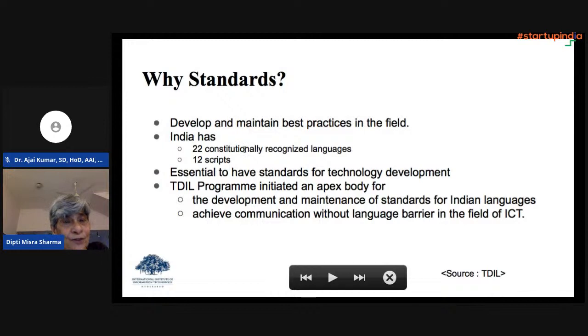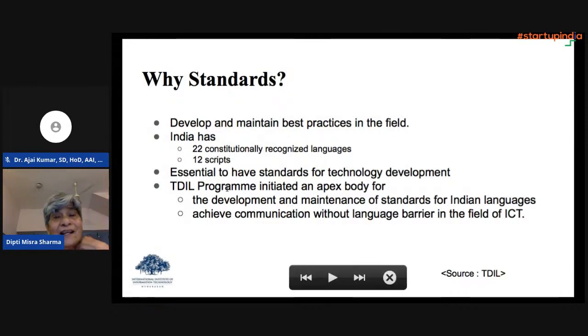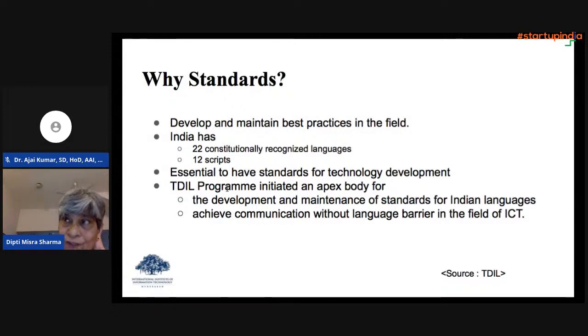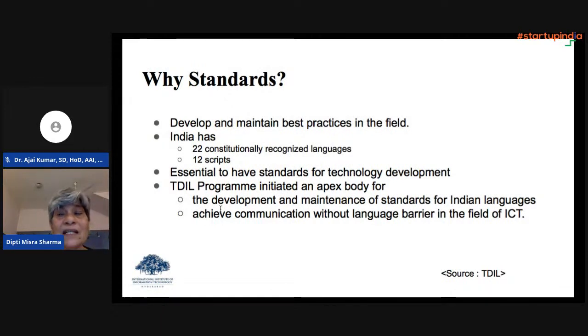So, 22 languages we talked about. Another complexity is 12 scripts. So that means the space that is available for working in language technology in India is very, very large. And TDIL has been working in this direction. TDIL under MeitY, the Ministry of Electronics and Information Technology, has formed an apex body which has been working towards developing and maintaining standards for Indian language technologies, so that whatever is developed there can work towards reducing the language barrier.